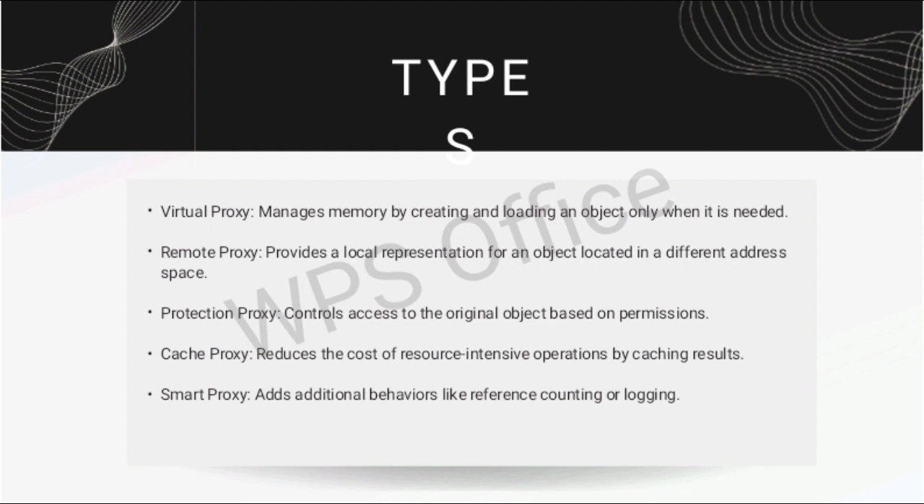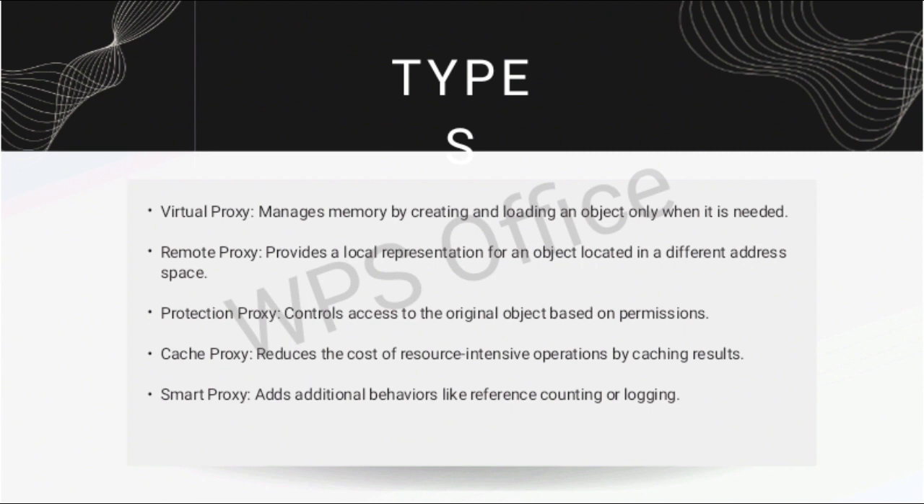Meanwhile, the remote proxy provides a local representation for an object located in a different address space. The protection proxy controls access to the original object based on permission. The cache proxy reduces the cost of resource intensive operations by caching results. Meanwhile, the smart proxy adds additional behavior like reference counting or logging.